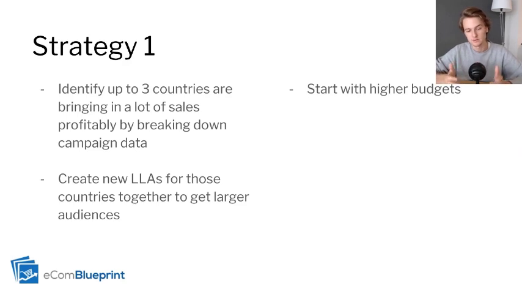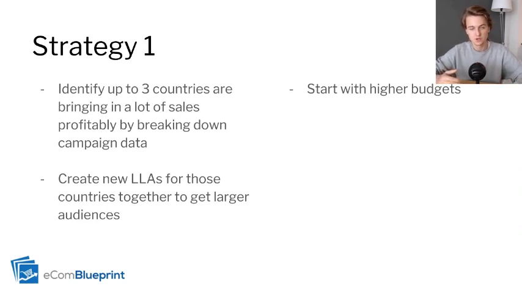So the first strategy consists in identifying up to 3 countries that are bringing a lot of sales profitably. And you can do this by breaking down your campaign data by country and see which countries are performing the best. So during the product launch strategy, what I was doing was essentially just creating a ton of new lookalike audiences, different lookalike audiences to different countries. And so if you go out of that campaign and you break down by the countries, that gives you an overview of which countries are working the best for lookalike audiences.